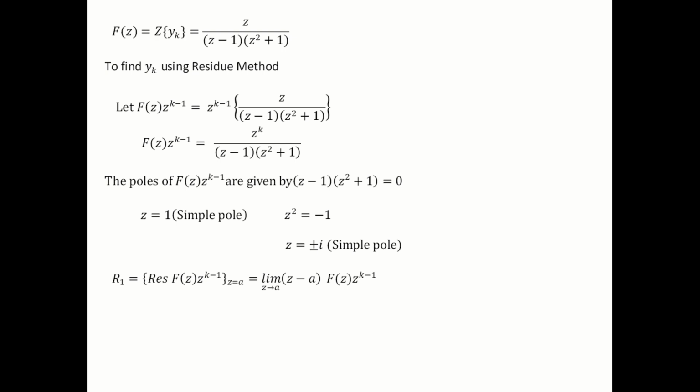So substituting a is equal to plus 1, not minus 1. So limit z tends to 1 of z minus 1 into z power k by z minus 1 into z square plus 1. So z minus 1 in the numerator and z minus 1 in the denominator get cancelled. So this is equal to limit z tends to 1 of z power k by z square plus 1. Substituting the limit, 1 power k by 1 square plus 1, so 1 by 2. That is R1.